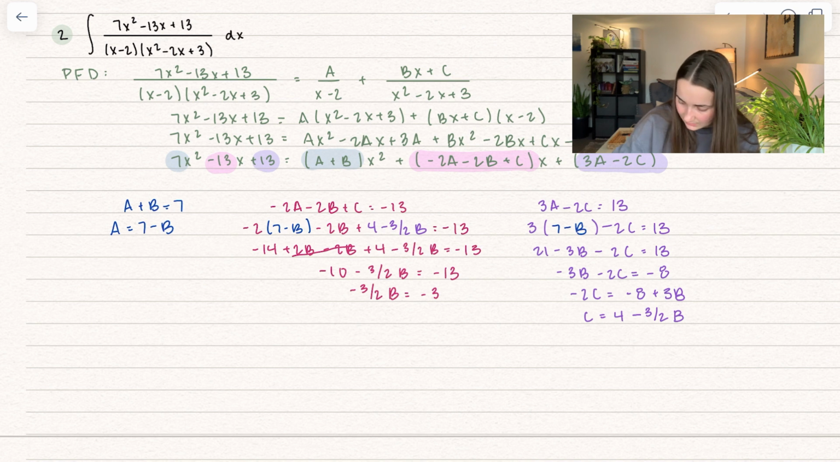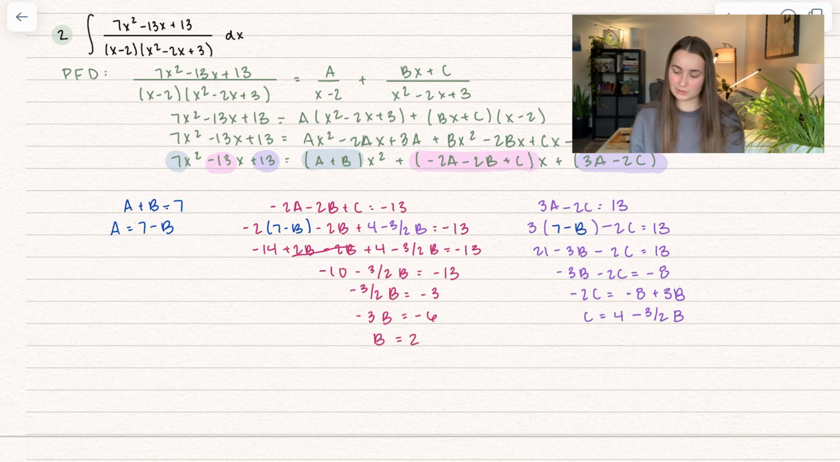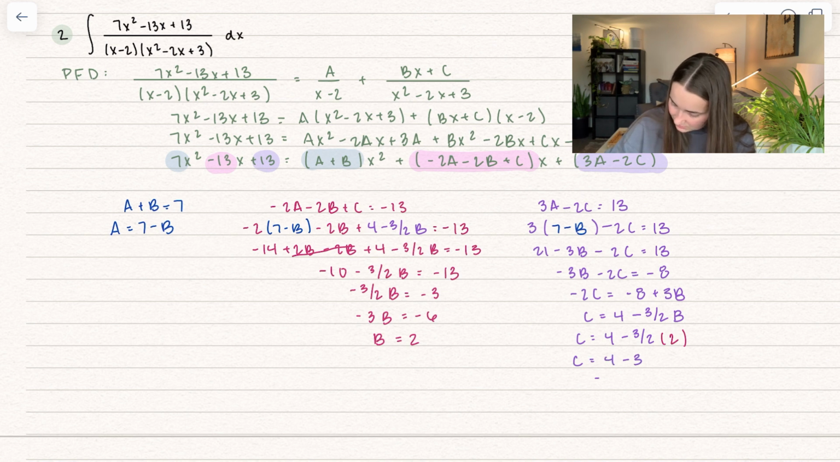I'll multiply both sides by 2. Negative 3b is equal to negative 6. And dividing by negative 3, we get b is equal to positive 2. So that's a nice number. Now we can just use that to find c. C is equal to 4 minus 3 halves multiplied by 2. So we get c is going to equal 4 minus 3, which is equal to 1. Oh, that's also very nice. Let's see if a is going to be a nice number. A is equal to 7 minus b, which is equal to 7 minus 2. So a is going to be equal to 5.